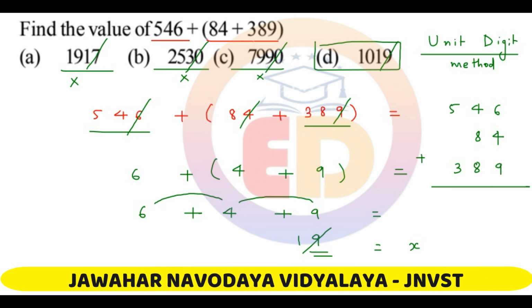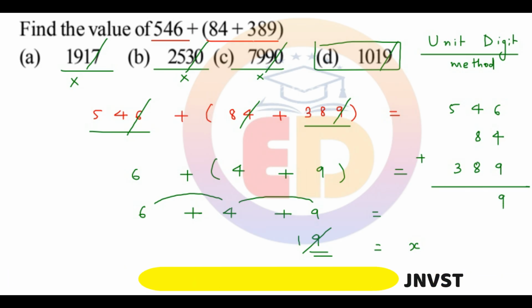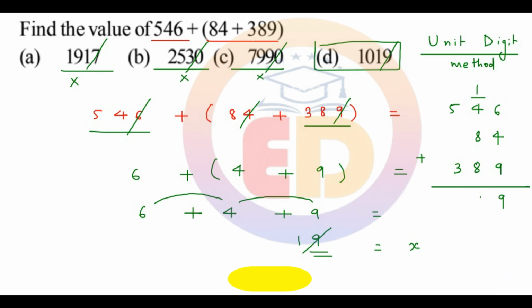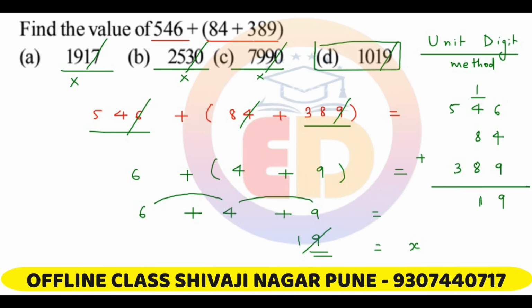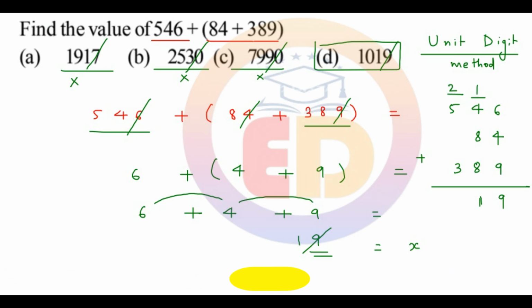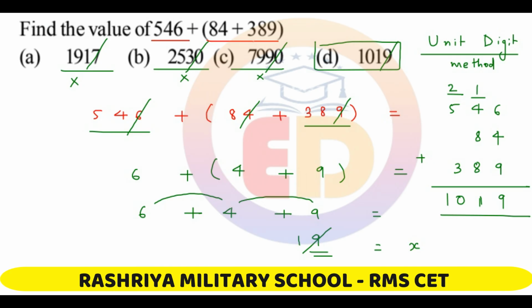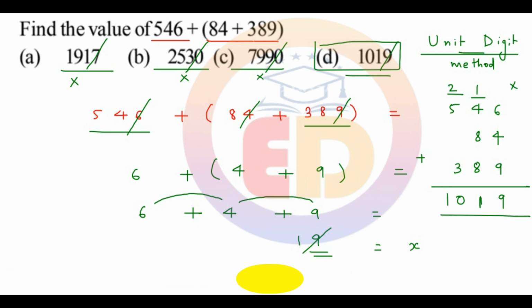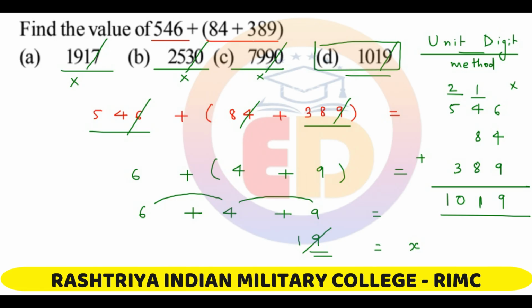6 plus 4 is 10, plus 9 is 19, 9 carry 1. 1 plus 4 is 5, 5 plus 8 is 13, 13 plus 8 is 21, 1 carry 2. 2 plus 5 is 7, 7 plus 3 is 10. My answer is 1019. But there is no meaning of doing the long method. You can straight away do the question by using the Vedic Maths unit digit method. Answer is option number D.